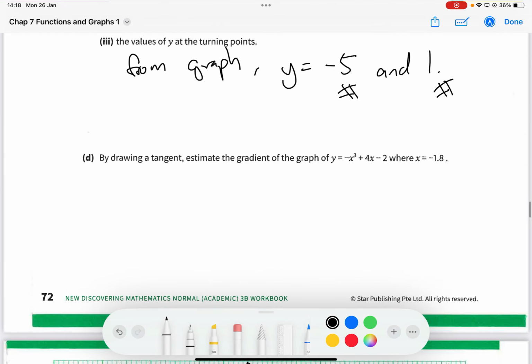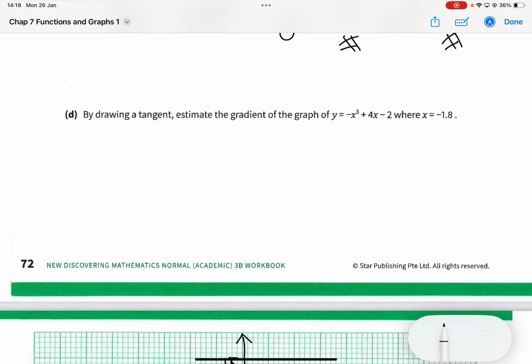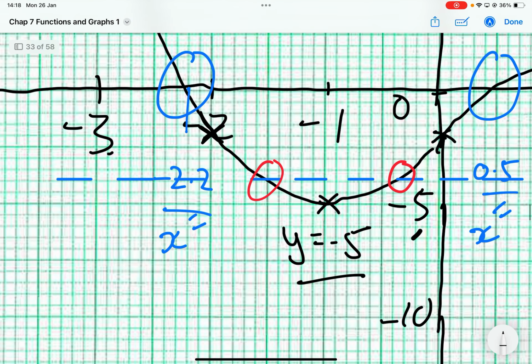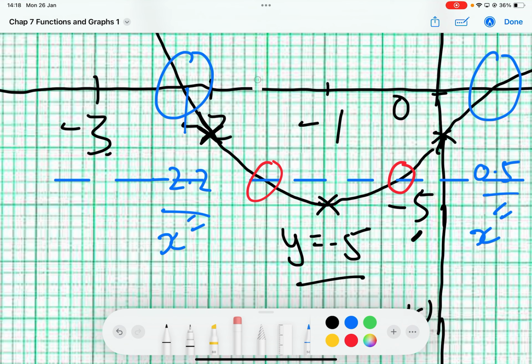Okay, last one. By drawing a tangent, estimate the gradient of the graph. Where do you draw the tangent? They tell you: draw the tangent when x equals -1.8. So I must go to x equals -1.8. Not here. Wrong. -1.8 is here. So I go to x equals -1.8.